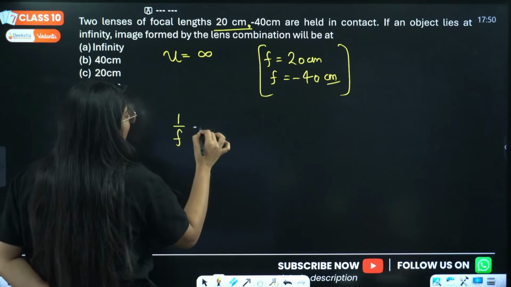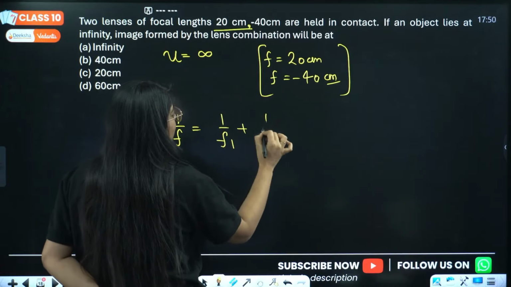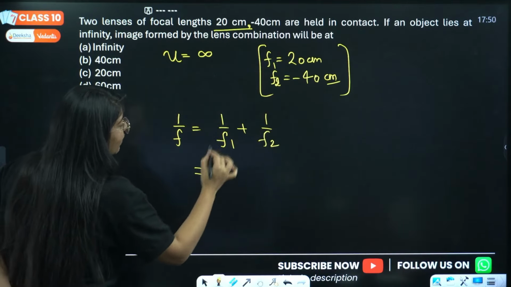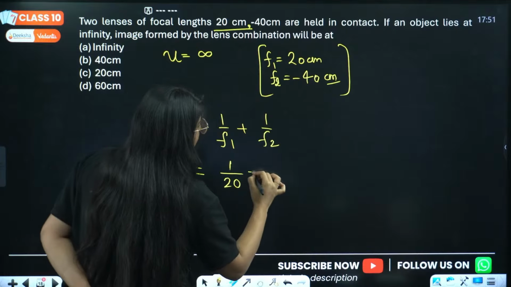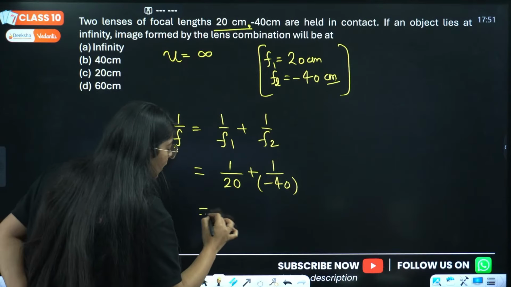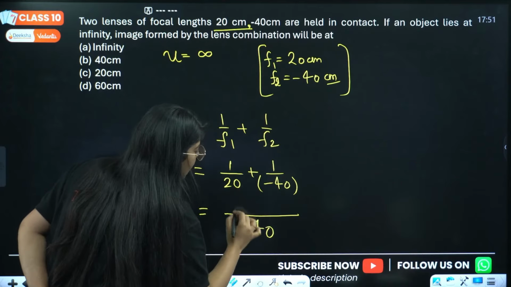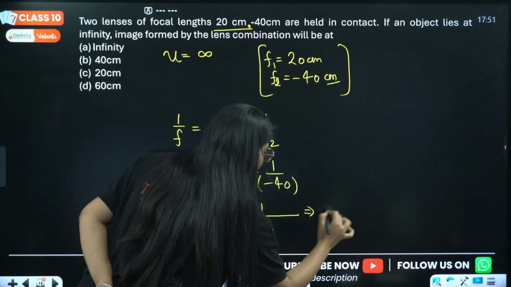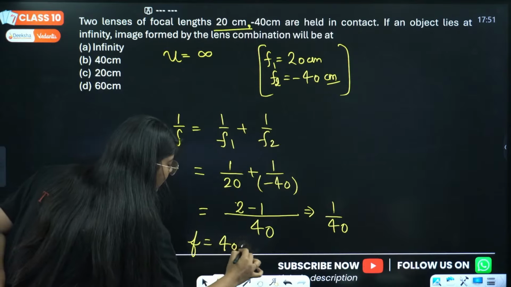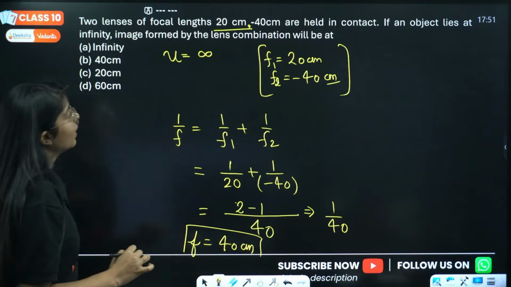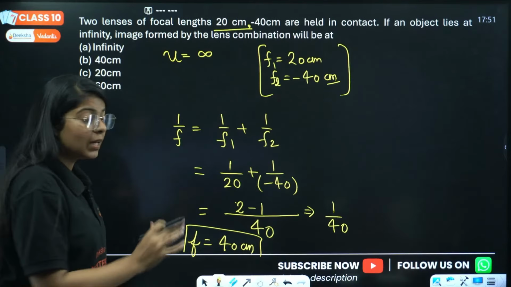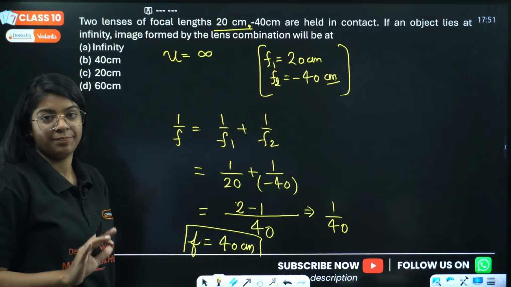That will be 1 by f equals 1 by f1 plus 1 by f2. This is 1 by 20 plus 1 by minus 40. So taking the LCM, this will be 40, this will be 2 minus 1, that will be 1 by 40. So focal length will be 40 centimeter. Understood? 40 centimeter will be the focal length of this combination of two lenses.